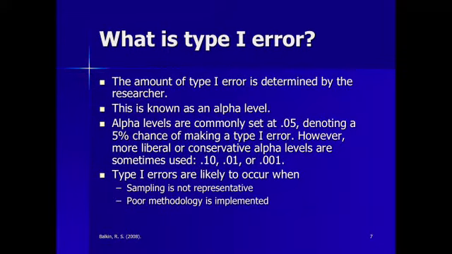So we denote the amount of type 1 error by setting an alpha level. Whenever I set an alpha level of 0.05, I'm allowing a 5% chance of making a type 1 error. Hence, as alpha goes up, 0.10 for example, I'm allowing a 10% chance of type 1 error. I'm increasing the likelihood of making a type 1 error. As I decrease my alpha level to 0.01 or 0.001, I'm decreasing the likelihood that I'm going to make a type 1 error.